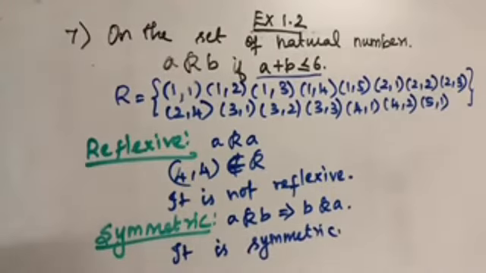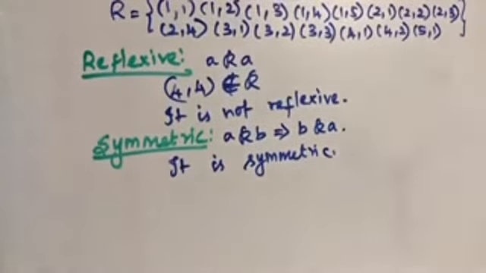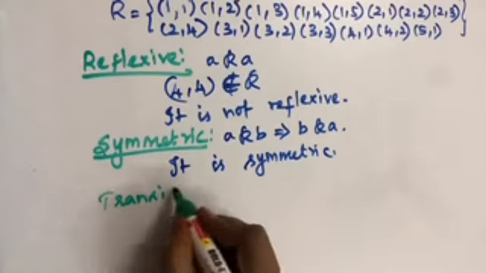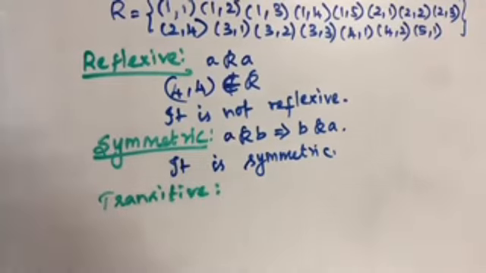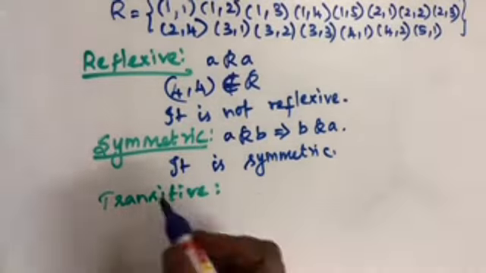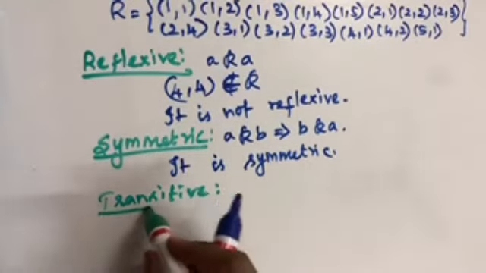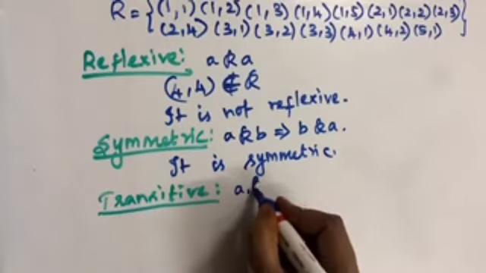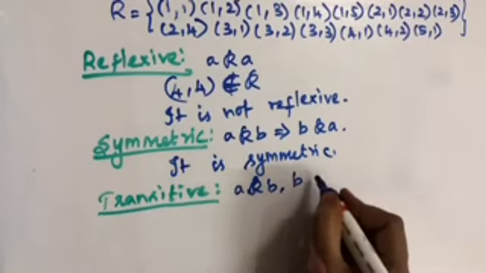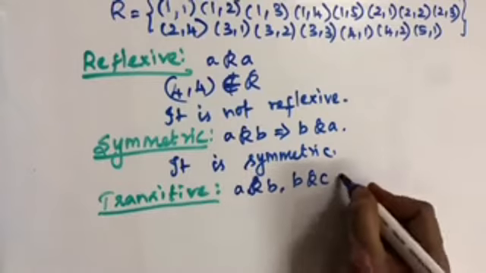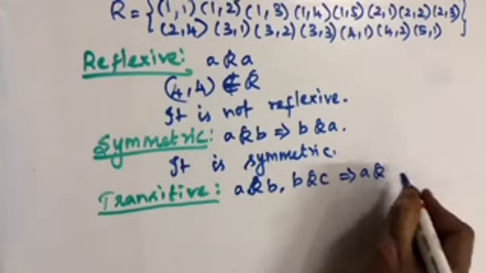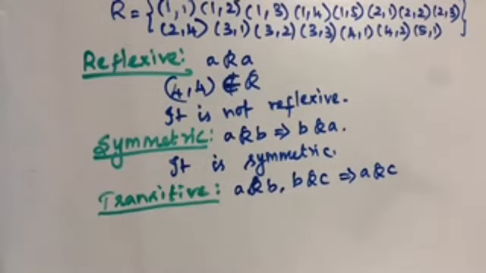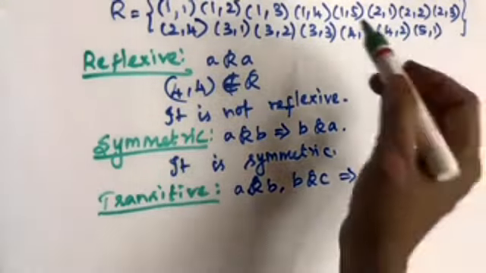Now to the third condition, transitive. So to prove it is transitive, if A is related to B and B is related to C, it should imply A is related to C. So you have to find these two. Okay. So I'll take an example.